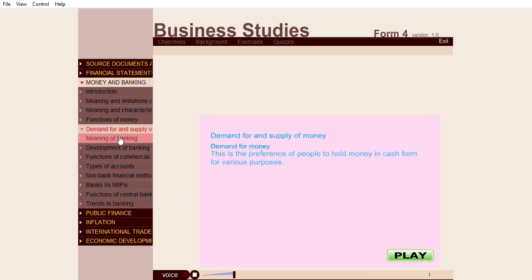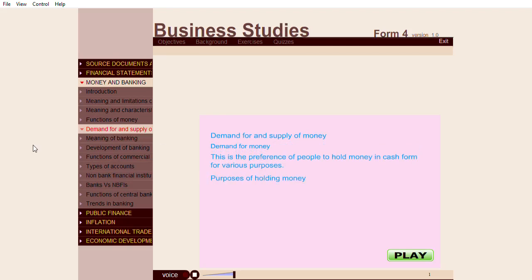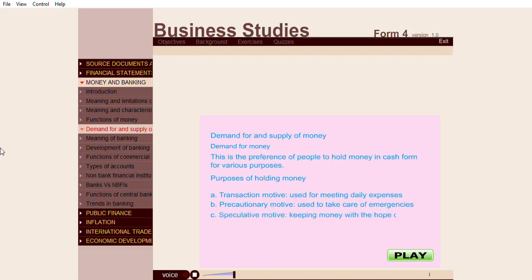Demand for and supply of money. Demand for money. This is the preference of people for holding money in cash form for various purposes. Purposes of holding money. Transaction motive: used for meeting daily expenses. Precautionary motive: used to take care of emergencies. Speculative motive: keeping money with the hope of using it to make more money in future, for example, keeping money to buy more shares when their prices fall.